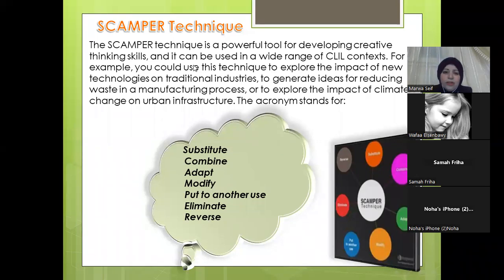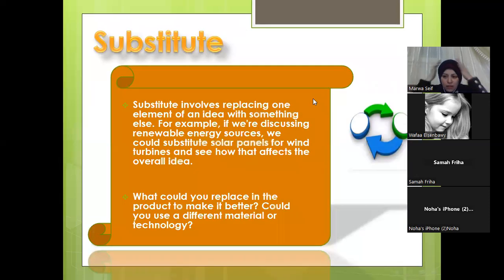So let's elaborate more on every part of the SCAMPER technique, how to use it in class, and what's the meaning of every part here. Of course, I'll tell you about it. You just identify the problem, the topic, the idea you are working on in class in a CLIL lesson, and you divide your students into groups. Every group works on part of this technique. One group works on the substitute part, another group works on the combine part, a third group works on the adapt, and so on. So let's see what these components of the SCAMPER technique are in order to use it in CLIL lessons.